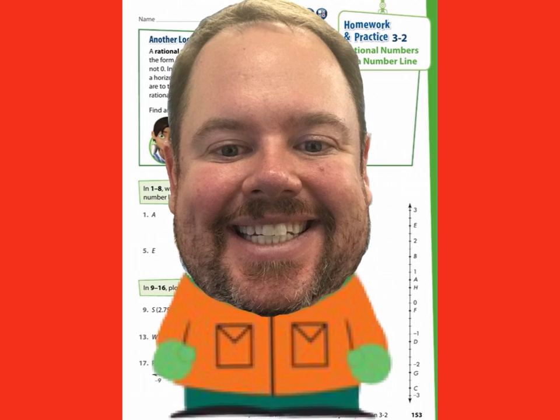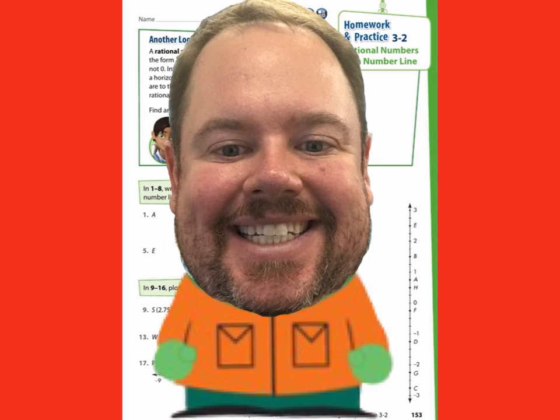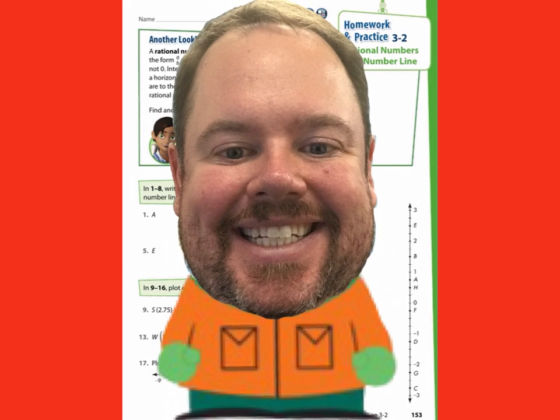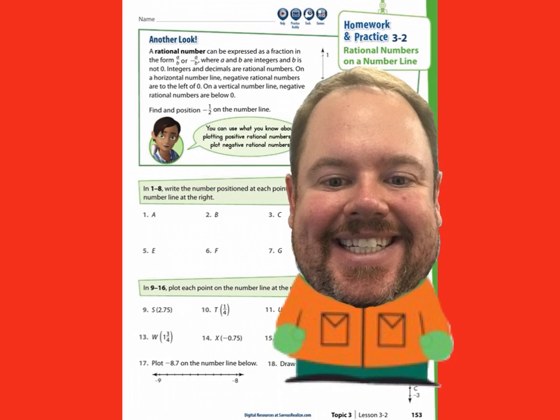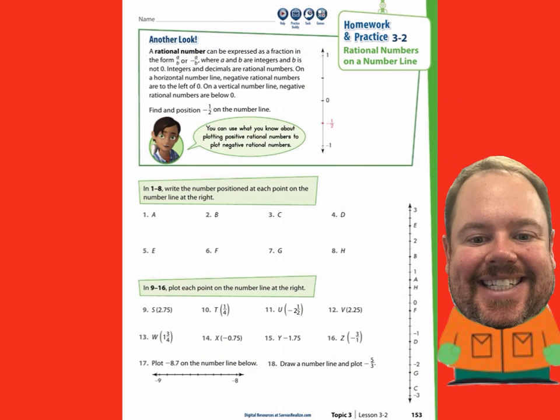All right, to finish up today's work, we're going to finish up page 153 for review. So let's look at number 1 and then the directions. It says, write the number positioned at each point on the number line at the right. So let's look at this number line at the right. Let's find two integers or whole numbers and see how many spaces are between them. That's called the scale, and we want to know what fraction we're dealing with. So I have 1 space, 2 spaces, 3 spaces, 4 spaces. So that means we're dealing with fourths.